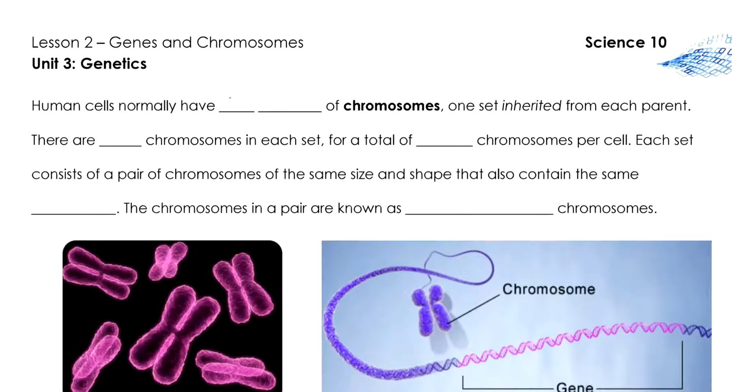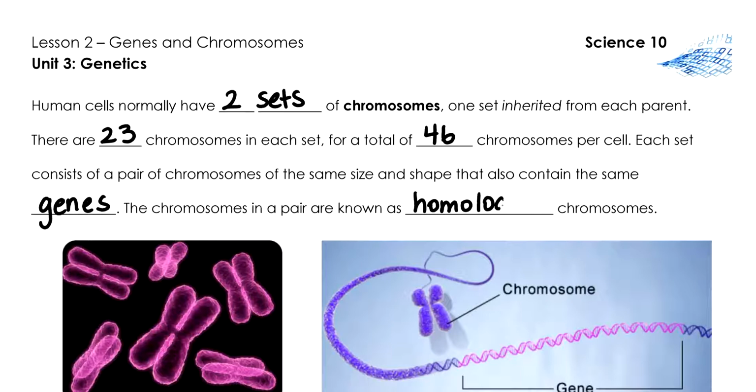Human cells normally have two sets of chromosomes, one inherited from each biological parent. There are 23 chromosomes in each set, so in total you have 46 chromosomes in each of your cells. Each set consists of a pair of chromosomes of the same size and shape that contain the same genes. The chromosomes in a pair are called homologous chromosomes. Those are pictured right here and also here.